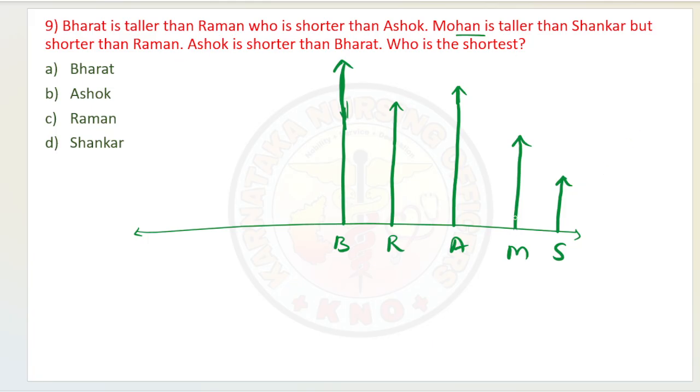Mohan is shorter than Raman. This is also true. Ashok is shorter than Bharat. This is also right. Who is the shortest from the data? Yes. Shankar is the shortest among all. So option D is the correct answer.